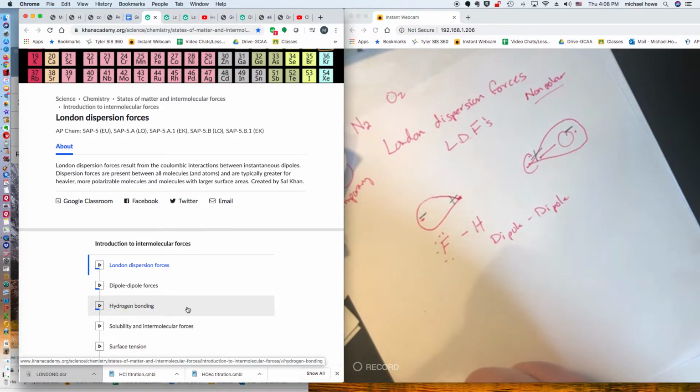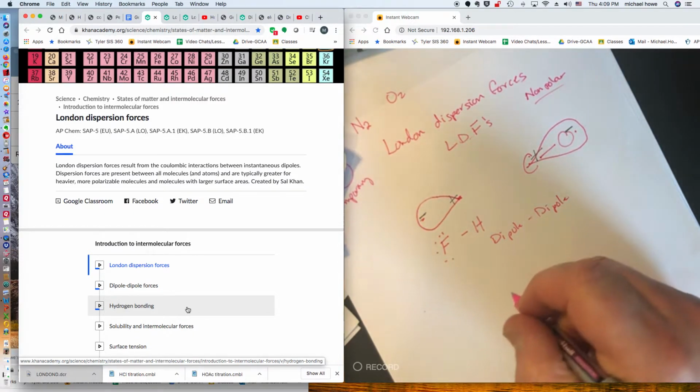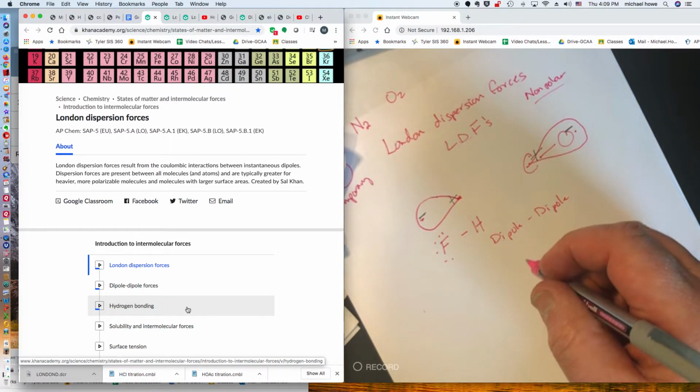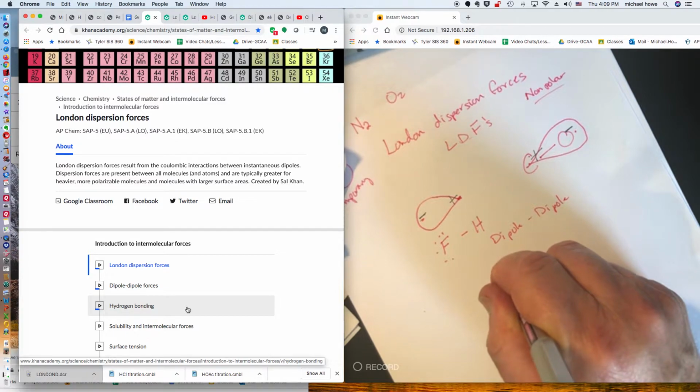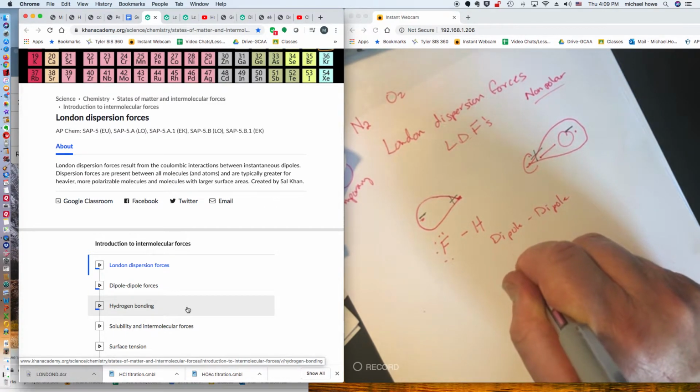It's what holds the rungs of the DNA ladder together. It's involved in multiple aspects of biochemistry. It's just a really important type of intermolecular attraction because it's strong enough to hold things together, but weak enough that you can break it easily. So hydrogen bonding happens when hydrogen is bonded to a really, really highly electronegative element like oxygen.